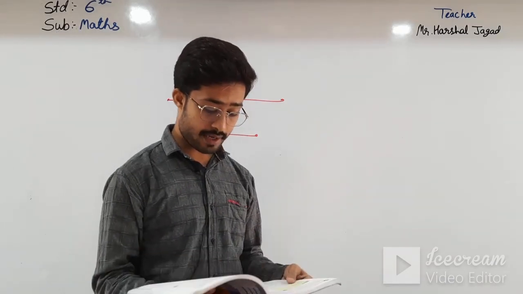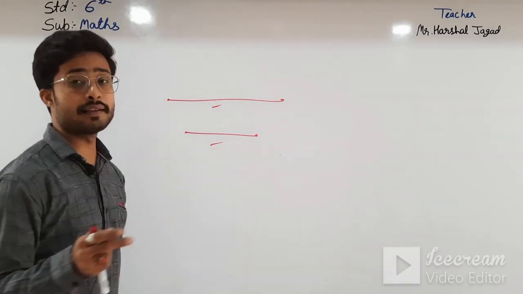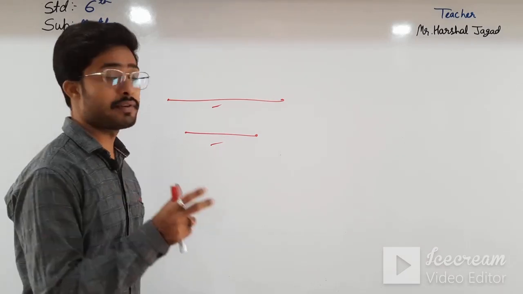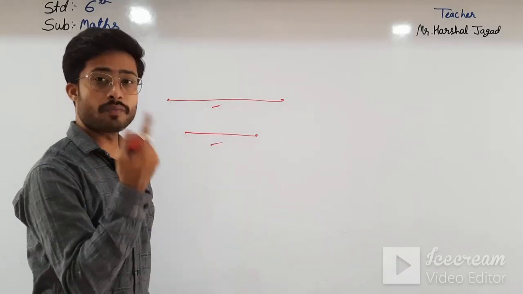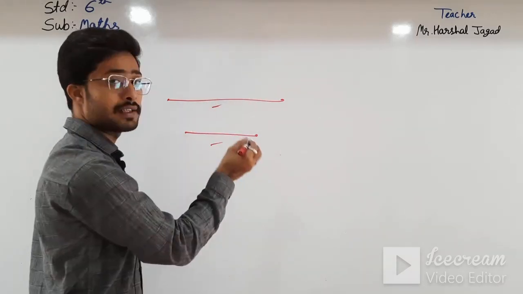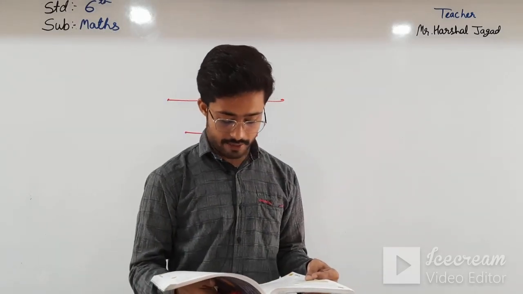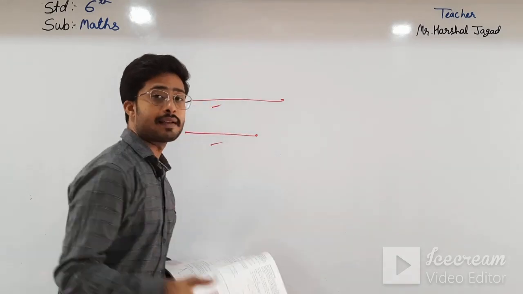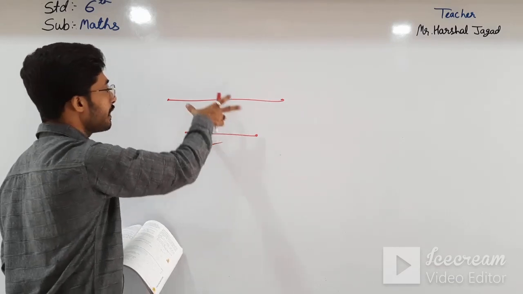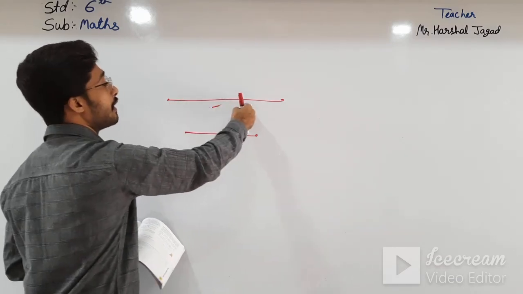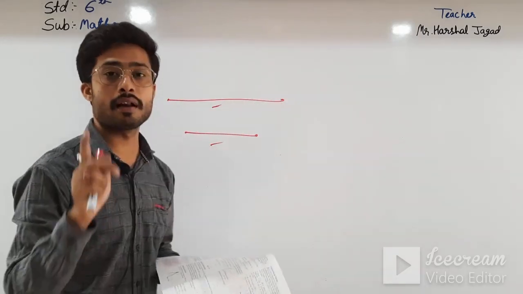Then comes comparison by observation. Here they are saying that by observation we can see and say which one is bigger. Yes, this one is bigger. By observation, we can say which line is bigger and which one is smaller. And then comparison by divider. In your compass there is a divider. First of all, put both its points over here, and then put it here. If the line goes beyond that divider, then it is the bigger line and this is the smaller line.